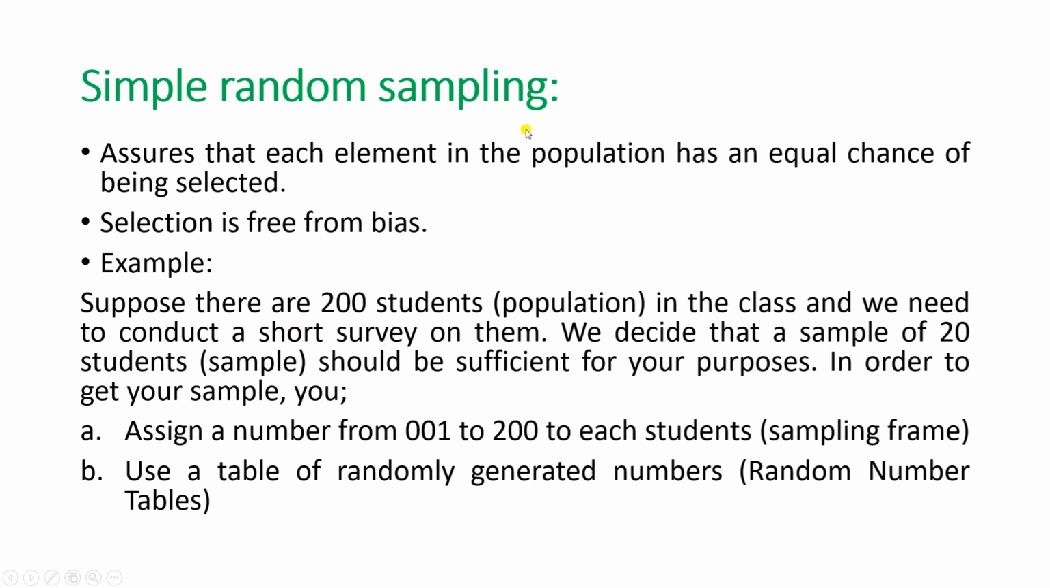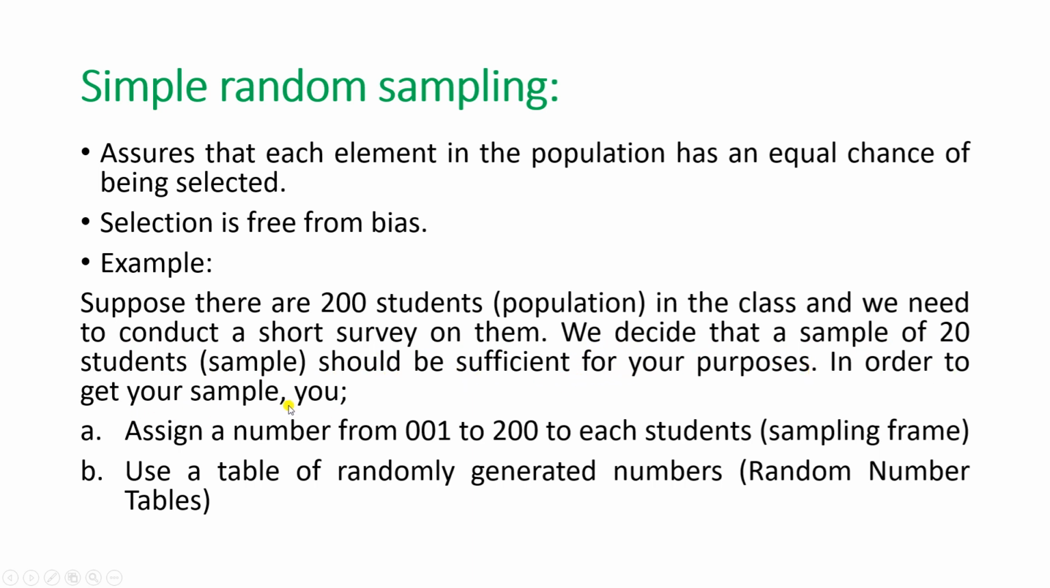So, let us discuss individually. The first one is simple random sampling, which is a probability sampling. It assures that each element in the population has an equal chance of being selected, and the selection is free from bias. I have given an example. Suppose there are 200 students, which is considered to be the population, in the class, and we need to conduct a short survey on them. We decide that a sample of 20 students would be sufficient for this purpose.